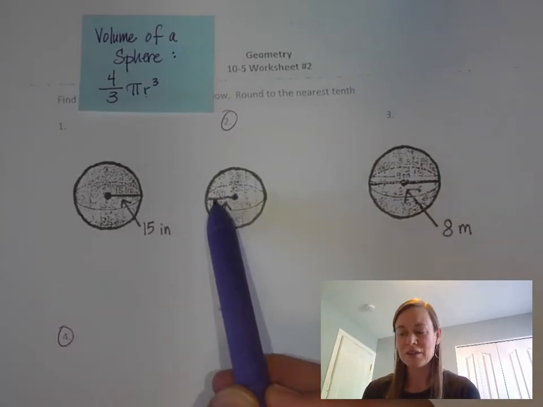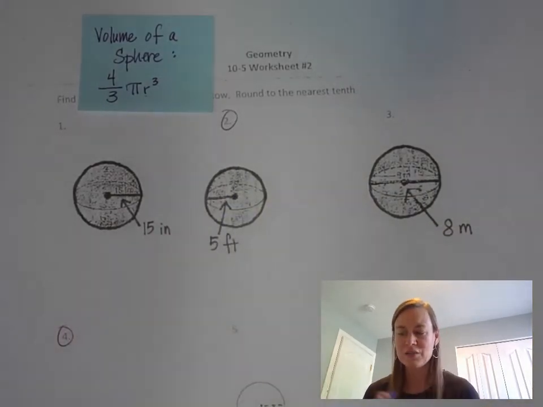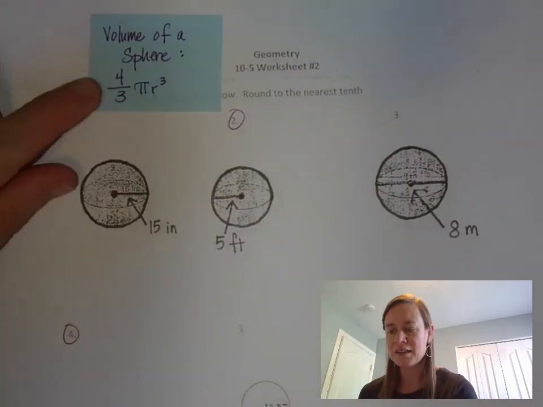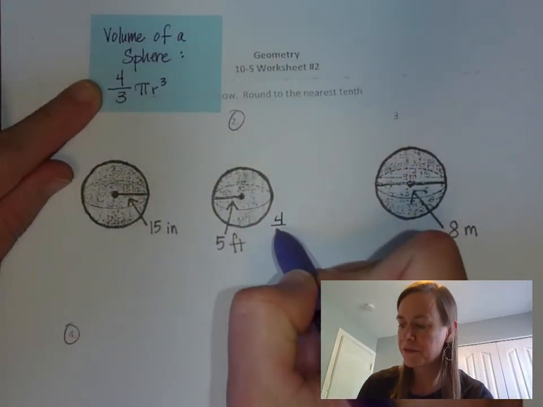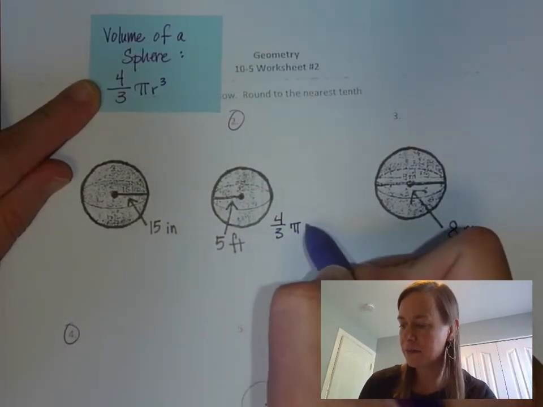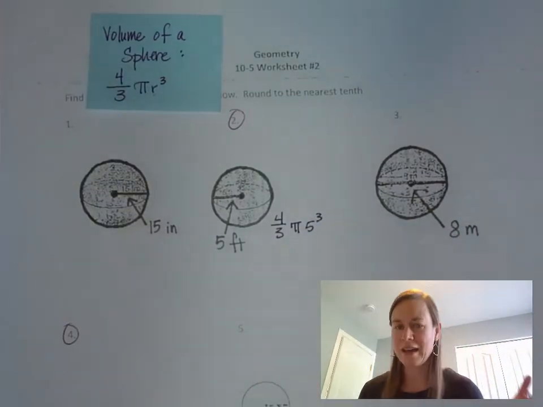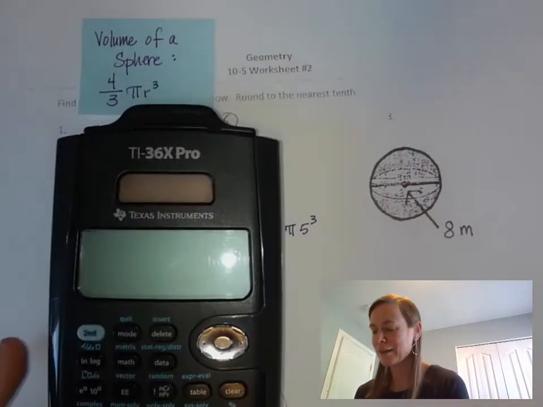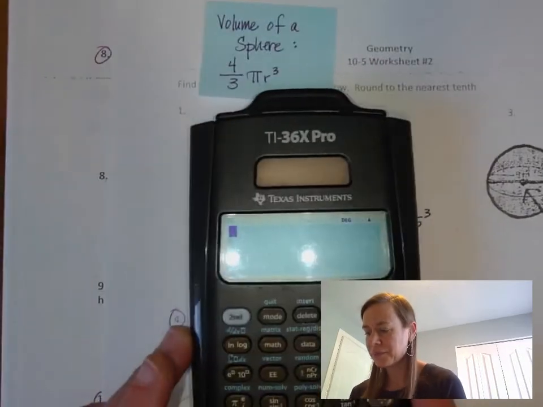Now in this case, you can see it's already cut in half. It's just the radius, so I can use the 5 as is. Let's go ahead and apply our formula. 4/3 times pi times 5 cubed. Okay, it's a good time to use my calculator.